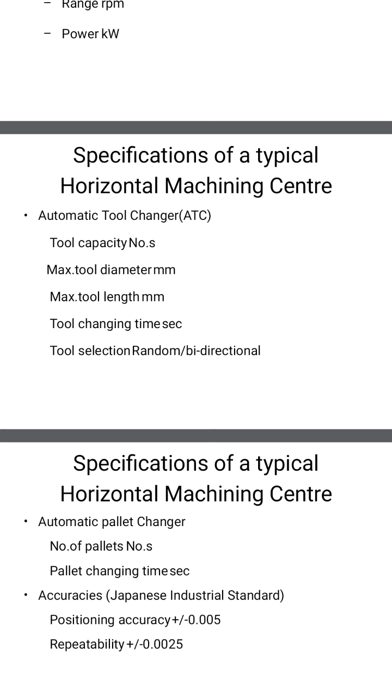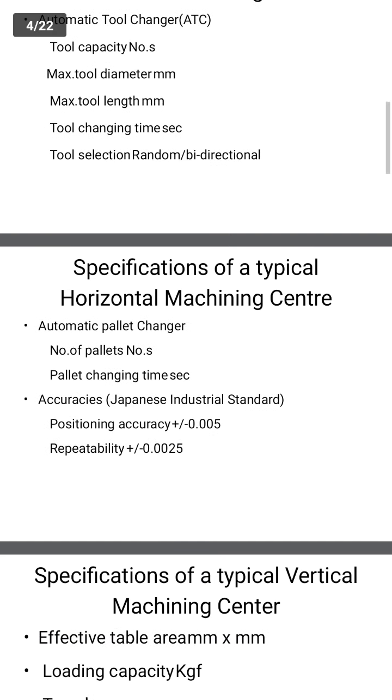Next, CNC milling specification: working area, how much we should see, 360 into 130 mm. Next, table size, what is the size of the table, 425 into 130 mm. Spindle taper, in ISO standard also, will give some of the units. ATC tool change, ATC means automatic tool change. All these are specifications of horizontal milling centers.